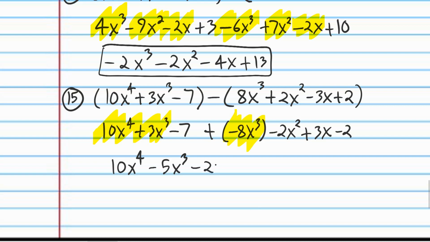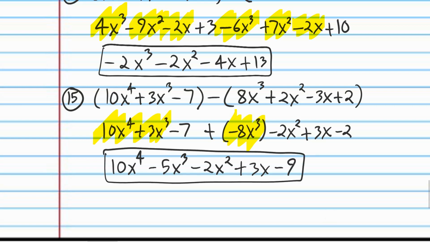Then we just rewrite the 2x squared term and the 3x term. And the negative 7 plus negative 2 is negative 9. And there we go. Again, I'm saying negative 7 plus negative 2, but I can also say negative 7 minus 2. It's the same thing.